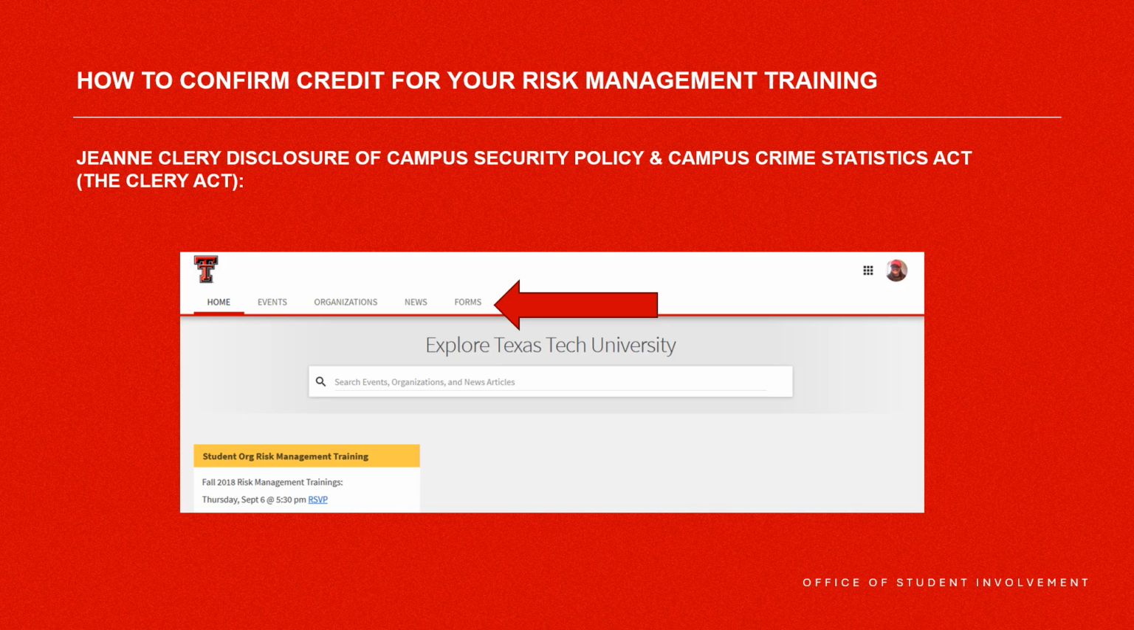Please note, to receive credit for this state-mandated training, you must complete the post-training assessment within TechConnect. If our office does not receive the post-training assessment, your organization will not be credited with completing risk management training. Because this training is state-mandated and we must report our compliance each January, we will not budge on training absences or the lack of submitted post-training assessments. Please ensure that you have successfully submitted the post-training assessment, and please ensure that your attendance in this training has been documented.